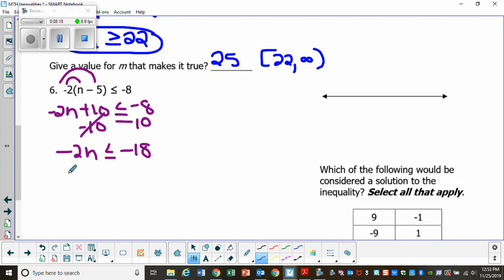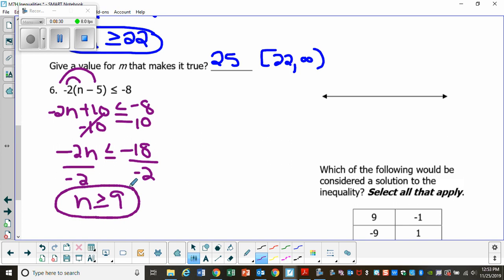And then negative 2 times n, the opposite is dividing. So we're going to divide each side by negative 2, which means the coefficient's negative, so we're going to flip. And negative 18 divided by negative 2 is positive 9. So n is greater than or equal to 9. Again, we flipped because of the negative coefficient. So we need a closed circle on 9, and all values greater than or equal to 9 are going to be to the right.